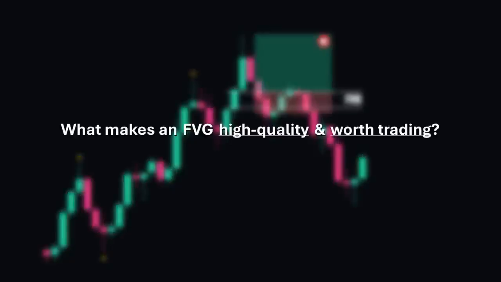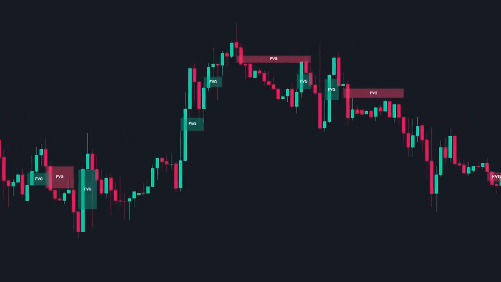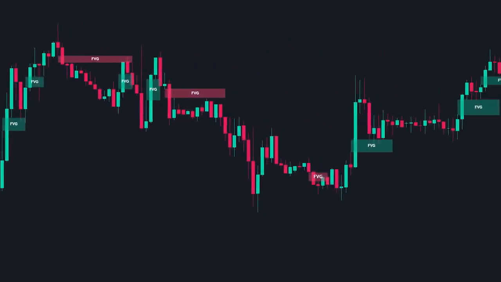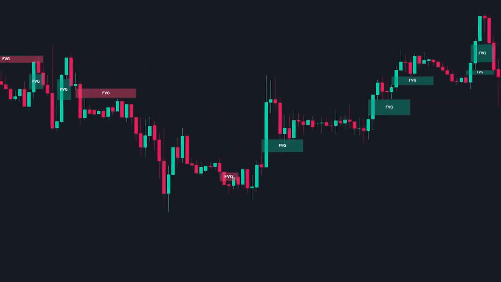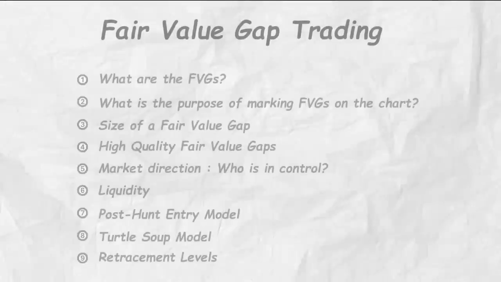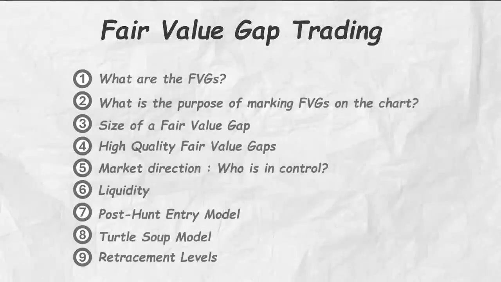To answer this question, we've backtested over 100 fair value gaps on the recent euro-dollar chart to uncover the exact characteristics of those FVGs that actually move the market. In this video, we'll explain how to trade FVGs like a professional trader. Also, how can they be combined with other smart money concepts to enter high-probability trades?